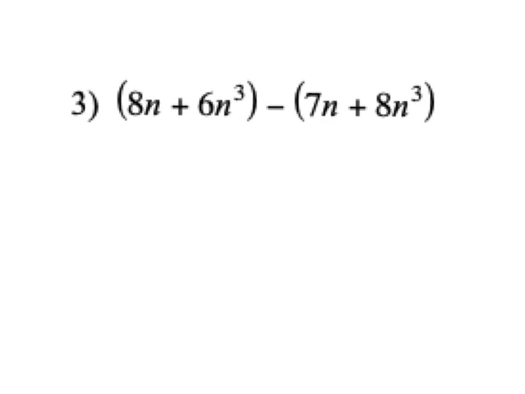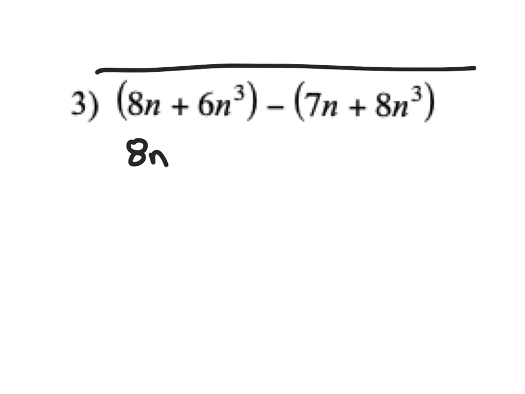So for number 3, I have 8n plus 6n to the third power minus 7 times n plus 8n to the third power. So I'm going to rewrite out my entire expression without parentheses. I have nothing in front of this first set of parentheses, so there's nothing I need to multiply by everything inside, and there's nothing I can distribute. So I'm going to write this as 8n plus 6n to the third power.